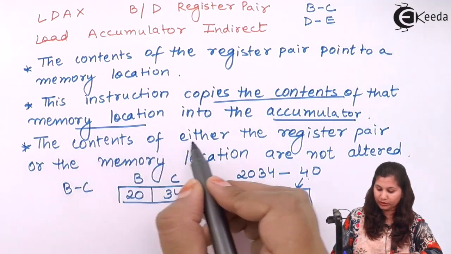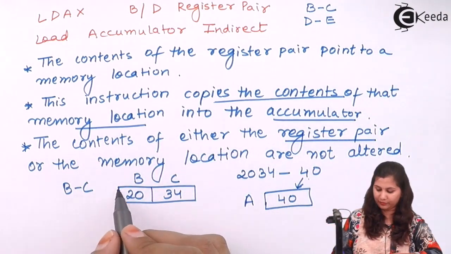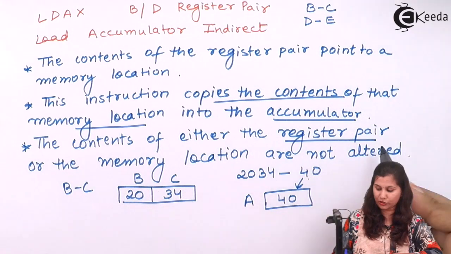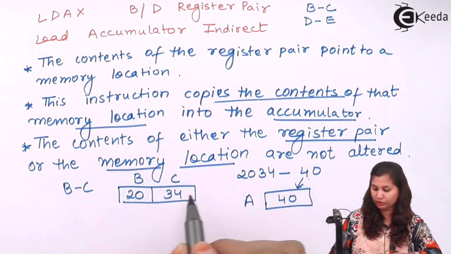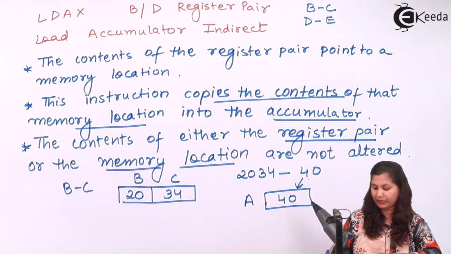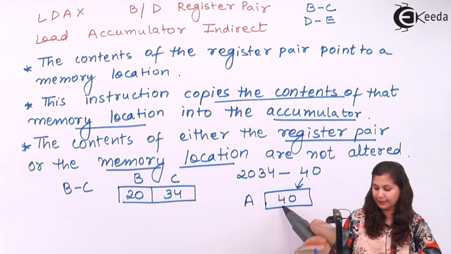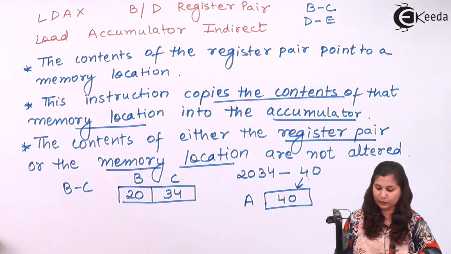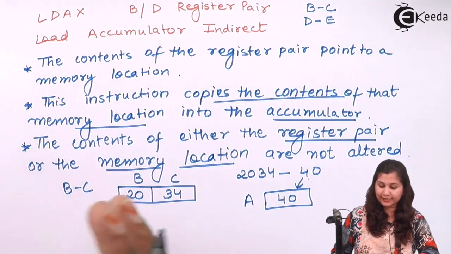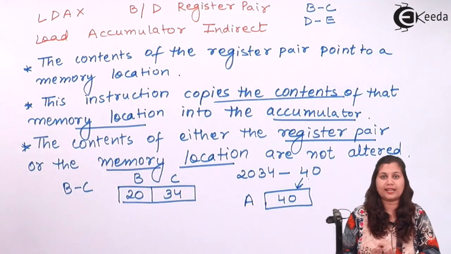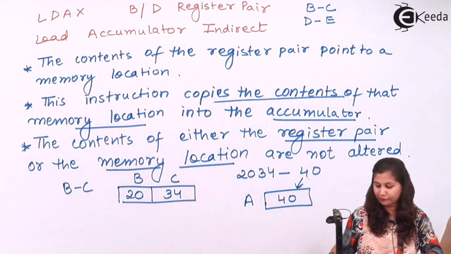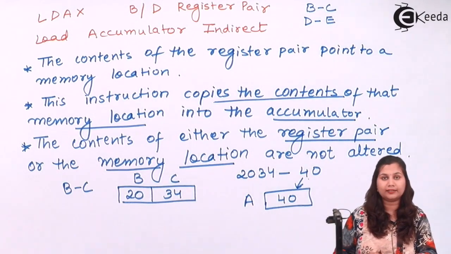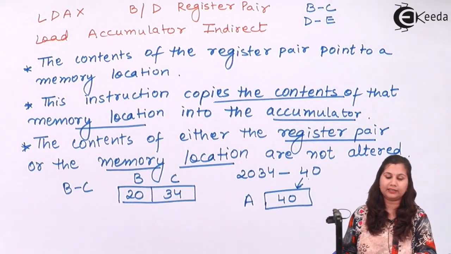Now one thing we have to note, the contents of the register pair, which is the memory location, and the contents of the memory location, which is 40, both are not changed. Only the accumulator is having that number. This number is being copied into the accumulator also. So you can see that these instructions are just transferring or copying the contents. They are not changing the contents, picking the content from here and storing it at another place. They are just copying or transferring the data.